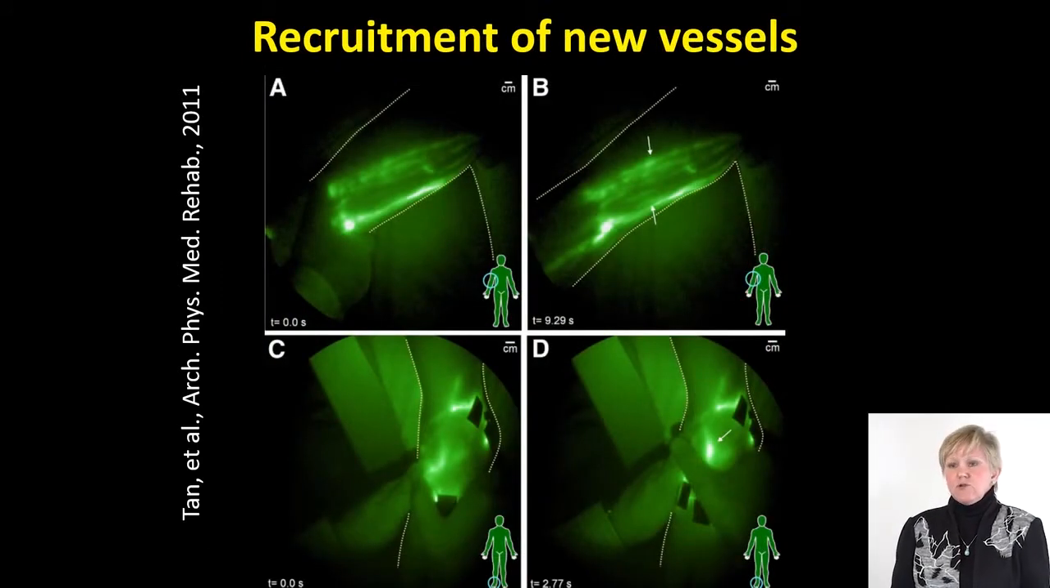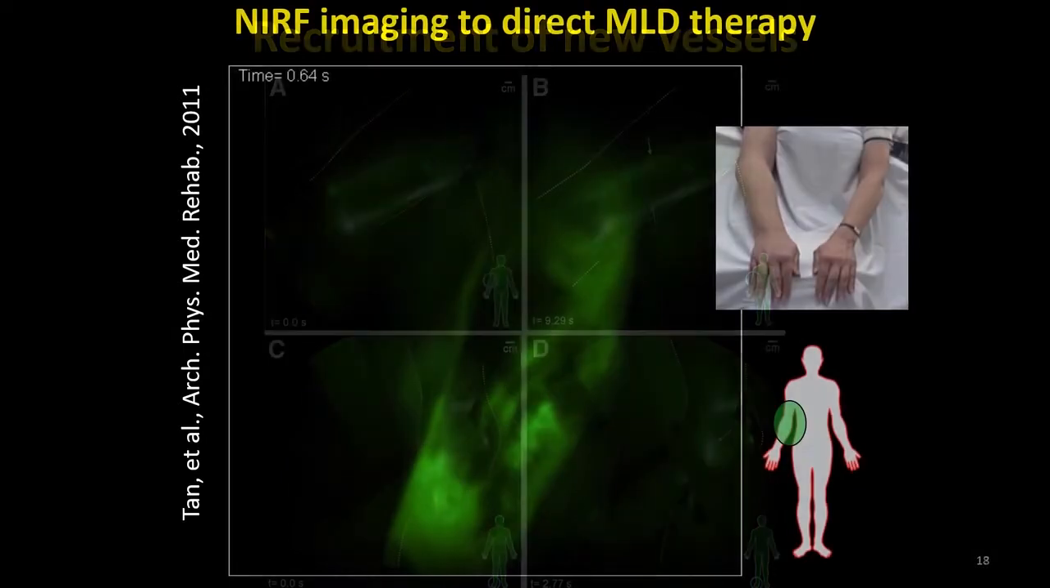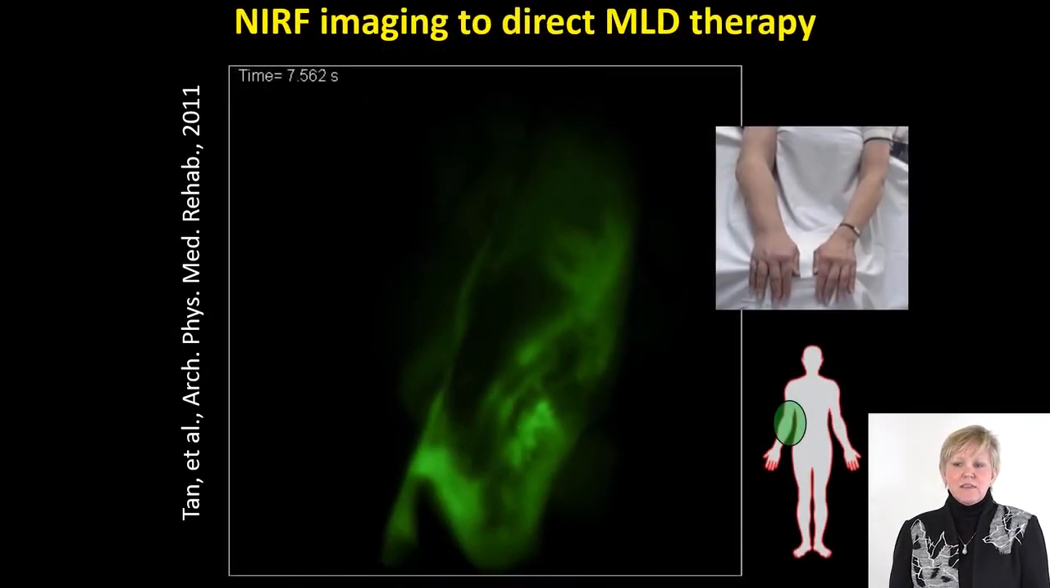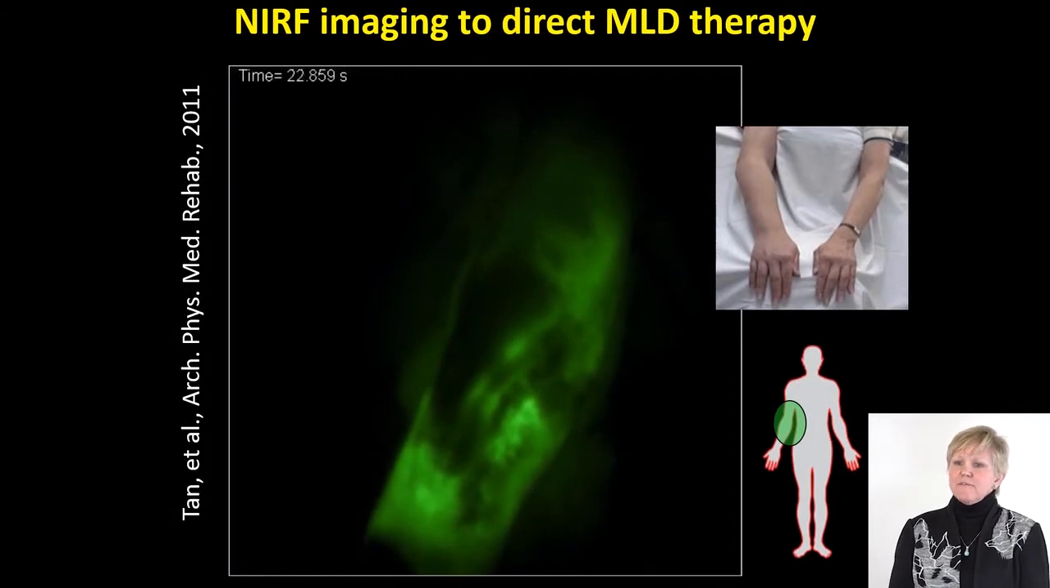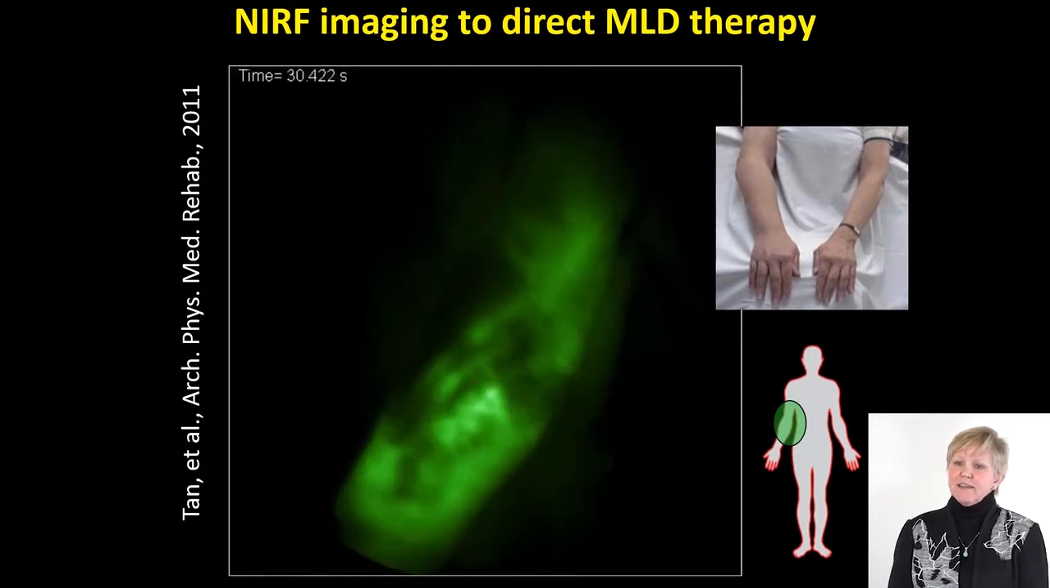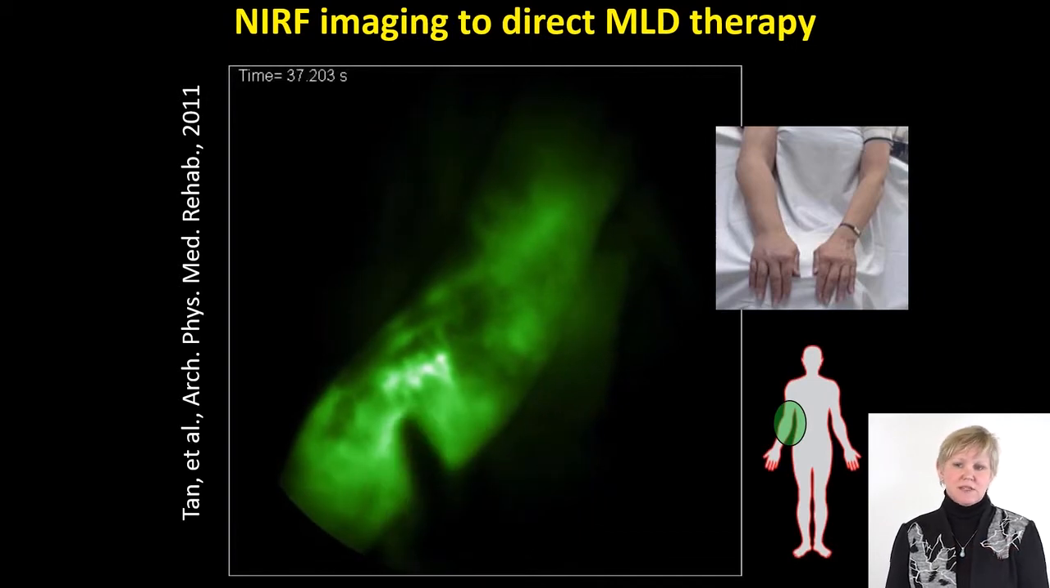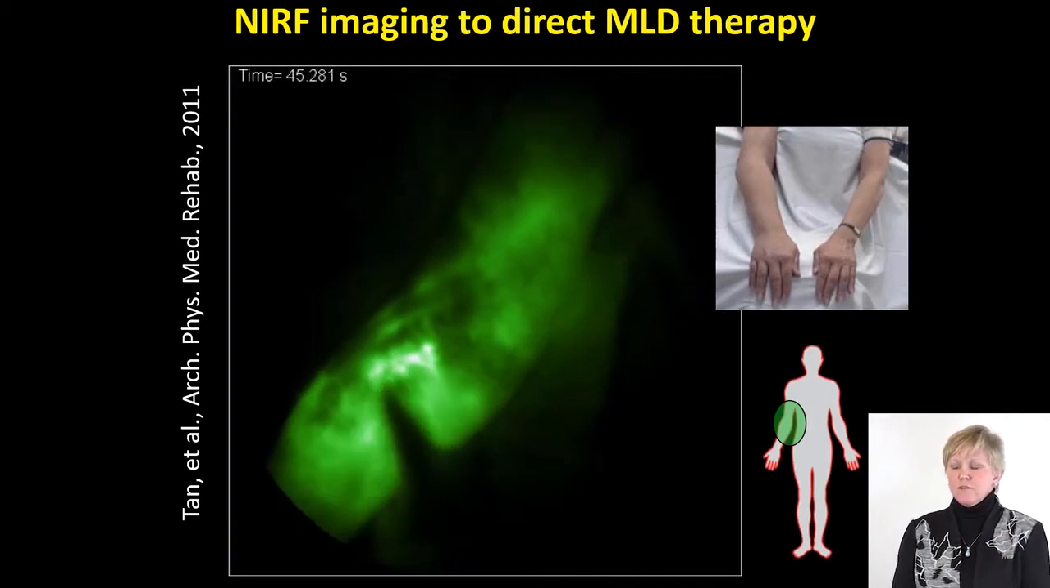And what we'll see is recruitment of new vessels. We'll see filling of vessels that were not previously functional. And you see that the therapists actually use the image to find these draining lymph nodes and lymph vessels and lymphangions, and try to coax them to actually pump and move fluid.